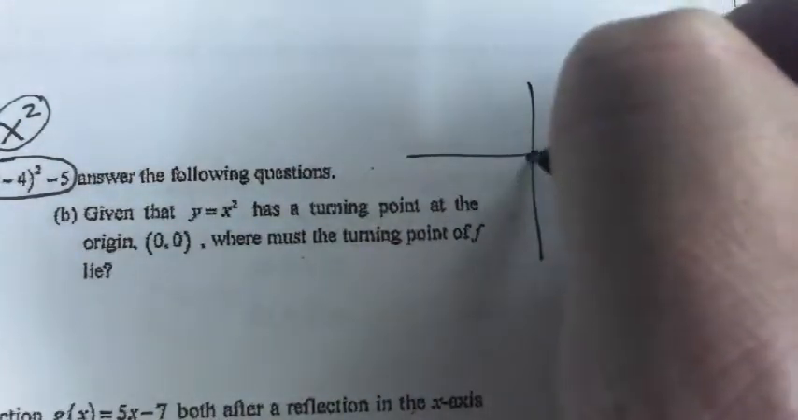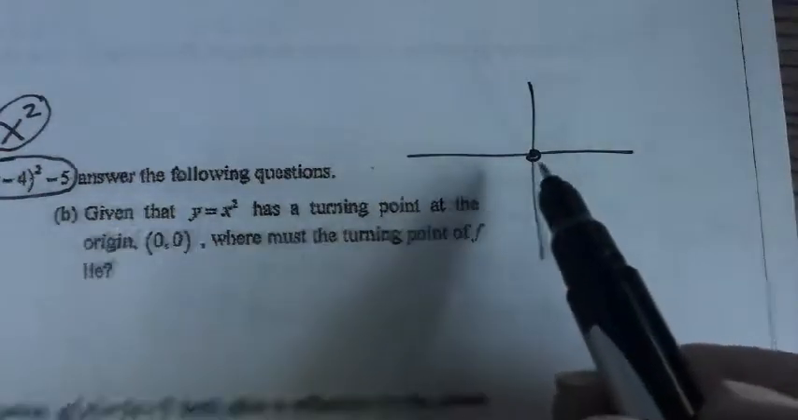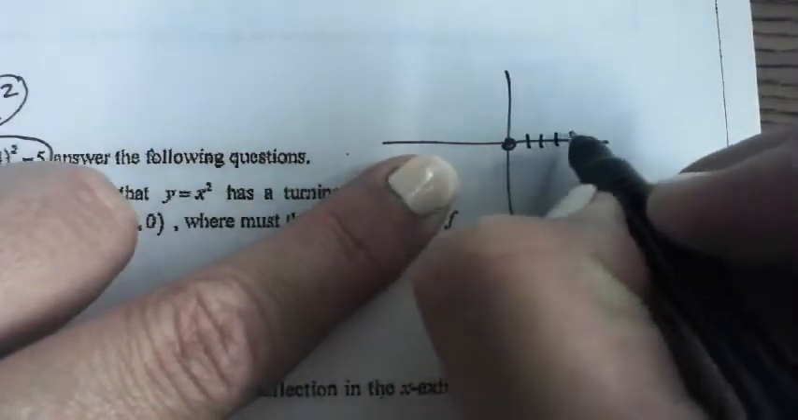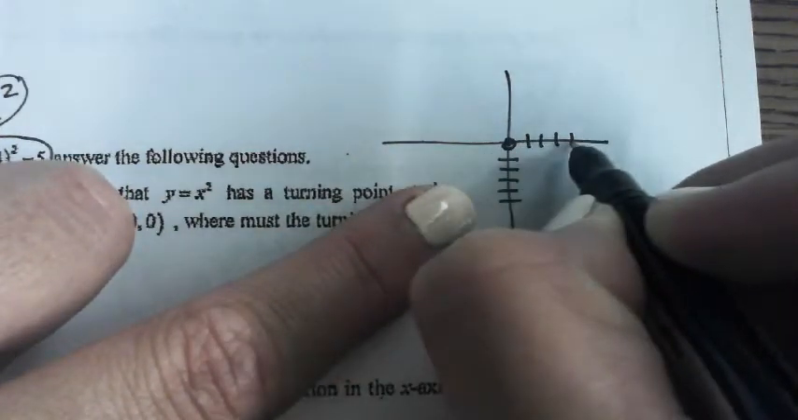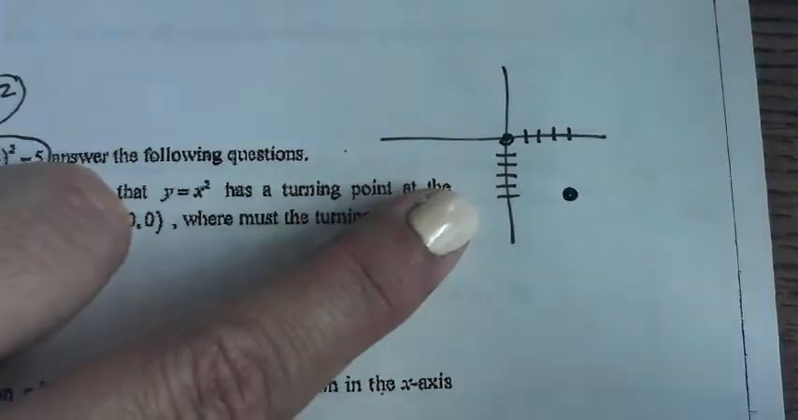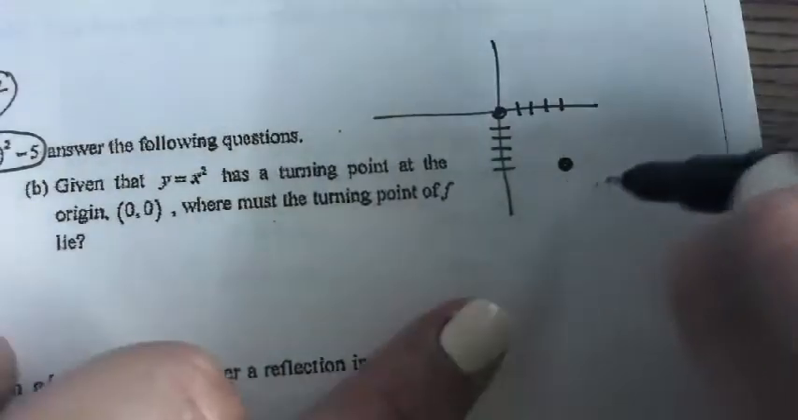Okay. Let's see. Here's where it was, 0, 0. I shifted everything right 4: 1, 2, 3, 4. And down 5: 1, 2, 3, 4, 5. So right 4, down 5. What are the coordinates of that point? 4, -5 is correct.